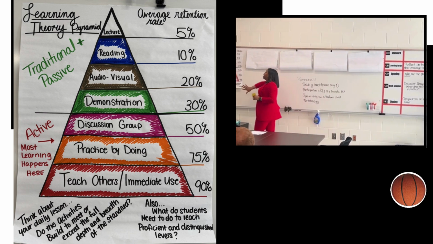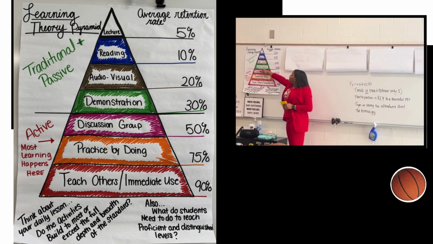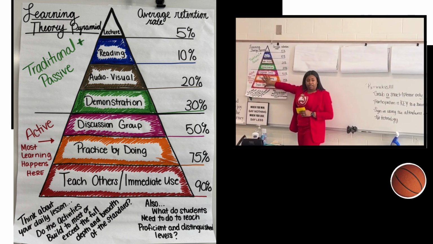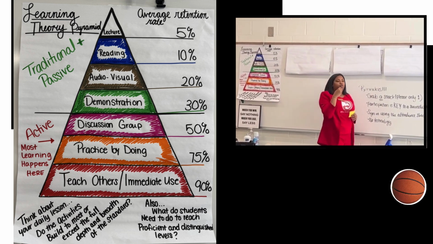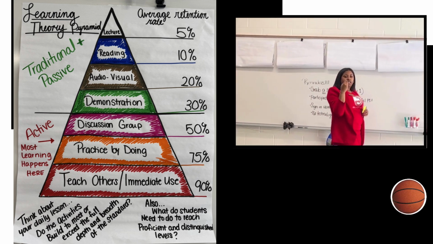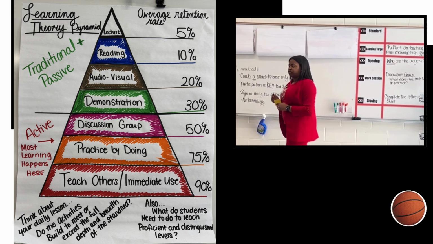Now, we can work in the top half of this pyramid and be kind of traditional, but we can also work in the bottom half and be active. The learning theory pyramid is going to tell you, whatever space you're working in and tailoring your instruction to, the average retention of that student.